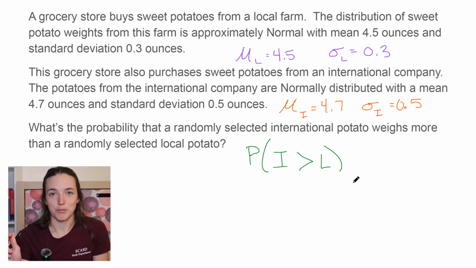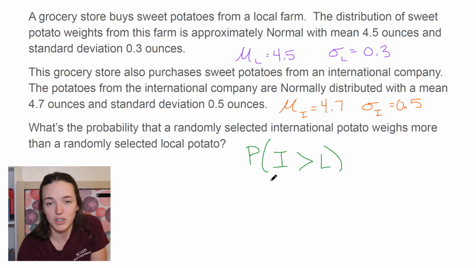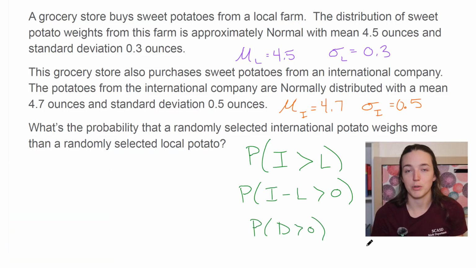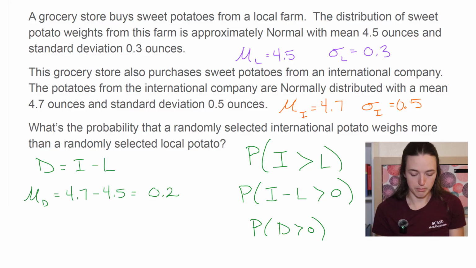They want to know the probability that an international potato weighs more than a local potato. Now what I want to do is rearrange this so that I can write either I minus L or L minus I. I think I'm just going to subtract L from both sides of this inequality. Okay, and I think this makes sense because we're trying to find the probability that the international potato's weight minus the local potato's weight is greater than 0 or positive. That would mean that the international potato weighs more. So I'm just going to make up a new variable called D for difference, and we'll let D be international minus local. Okay, so the mean of D would just be international mean minus local mean, so that's 0.2.